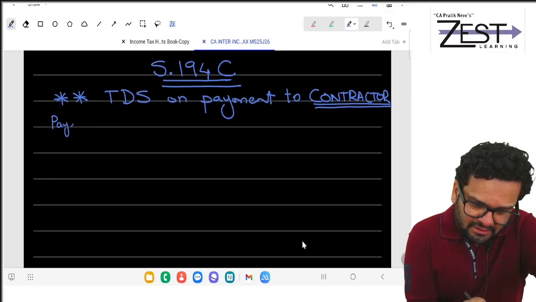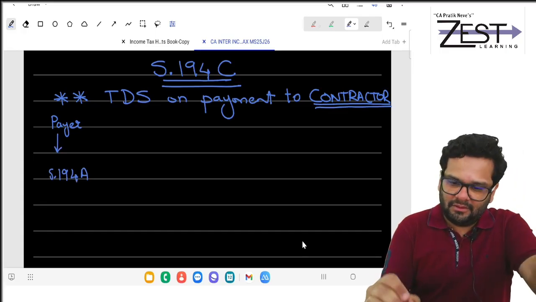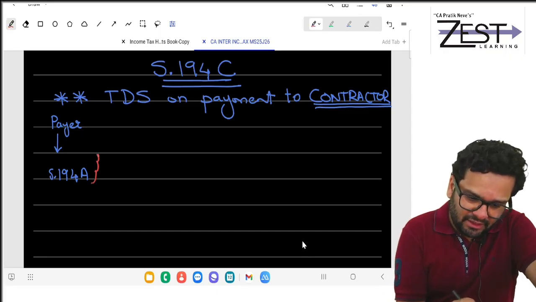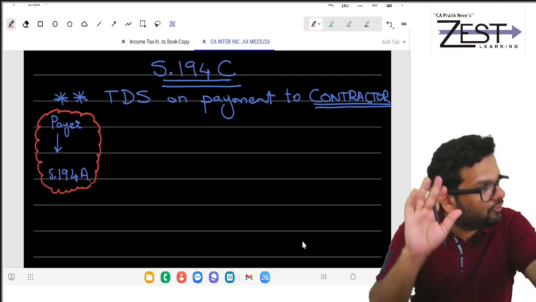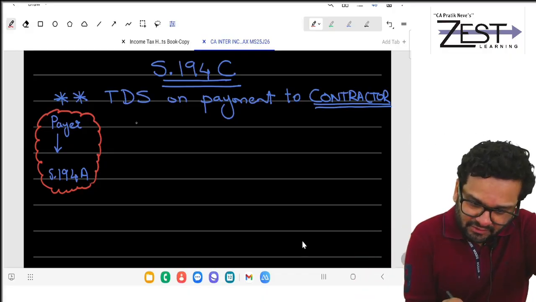Can I say payer? Payer is same like 194, this is our code word. In exam, you will write who is the payer. For our understanding, payer is same like 194A. Then what you want to learn? What is the threshold?